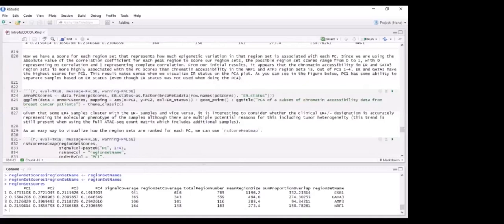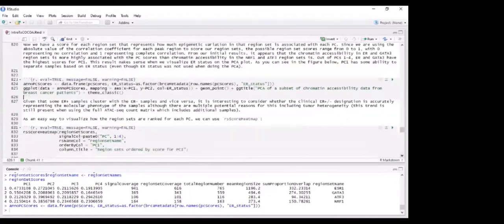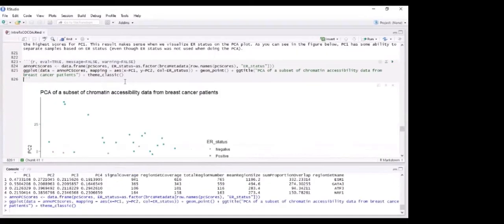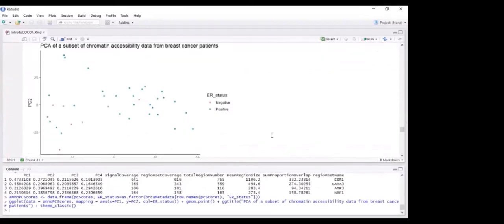All right, now if we go ahead and color the PCA plot by the estrogen receptor status, we can confirm what we had previously thought: that the first principal component is highly related to ER status. It does appear that there's some outliers, but apparently those ER positive samples that group with the ER negative samples must have a similar chromatin state to the ER negative samples, despite being called ER positive.